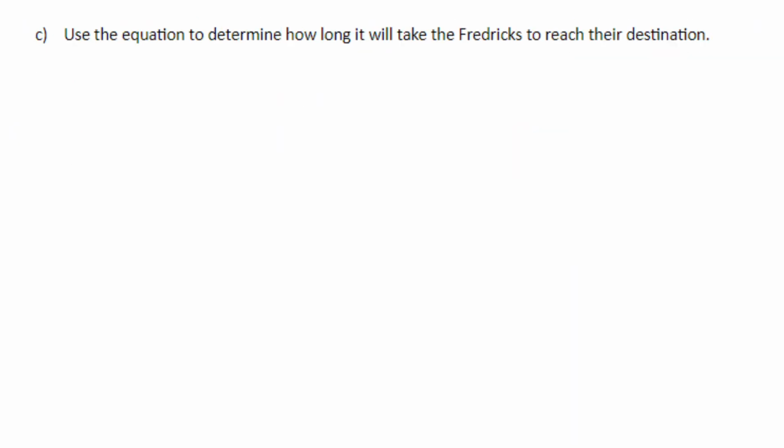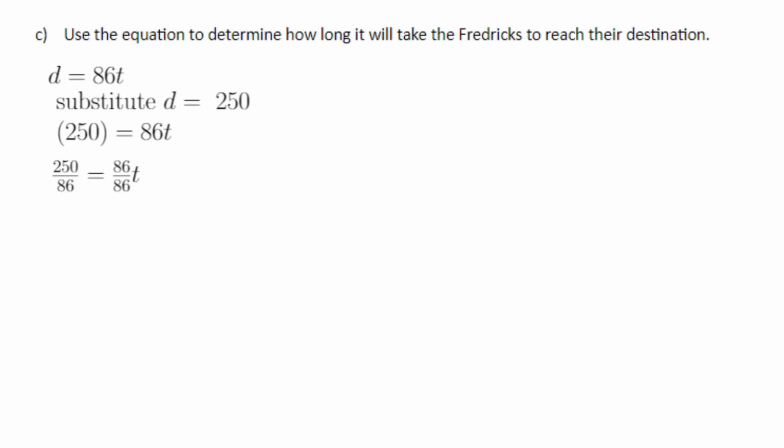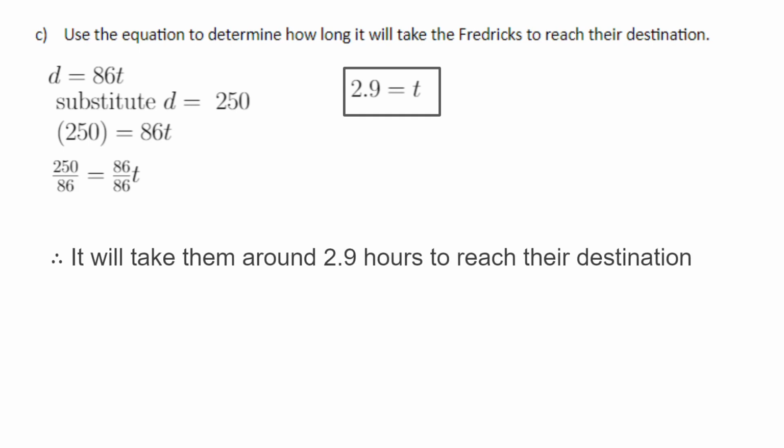Now we want to use our equation to determine how long it will take the Fredericks to reach their destination. So their destination was 250 kilometers. So we have our equation, d equals 86t. So we have that our d is 250. So we want to figure out how long it took them to drive that distance. So we have 250 equals 86t. We divide both sides by 86, and we are left with a t of 2.9 hours. Therefore, it will take them around 2.9 hours to reach their destination.